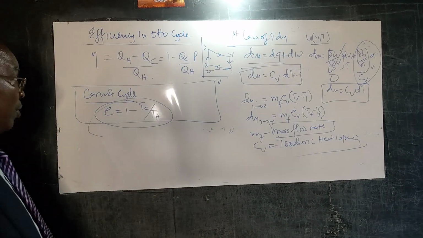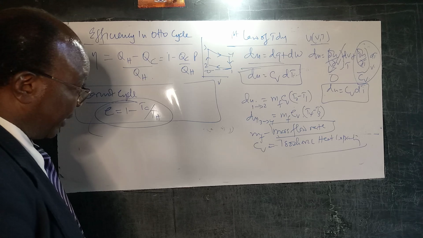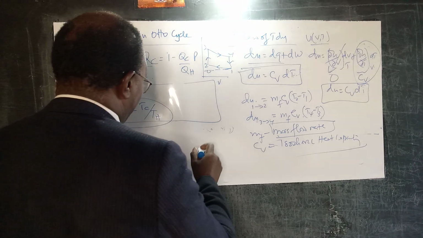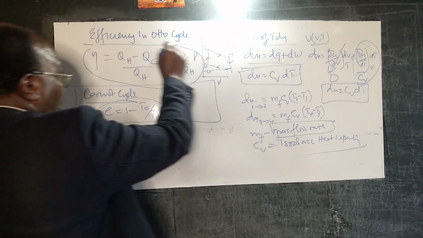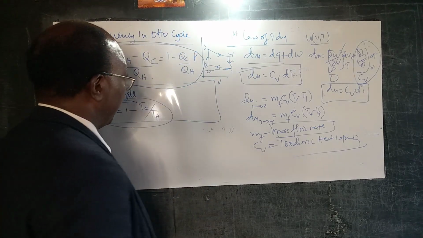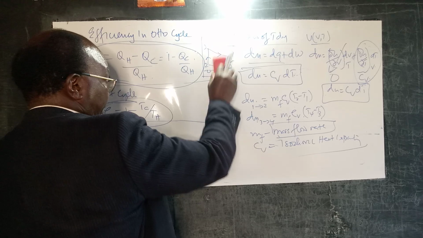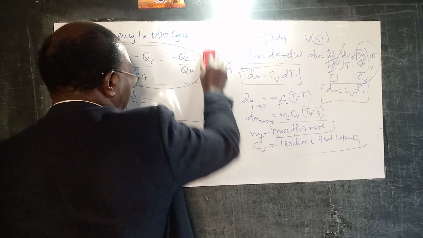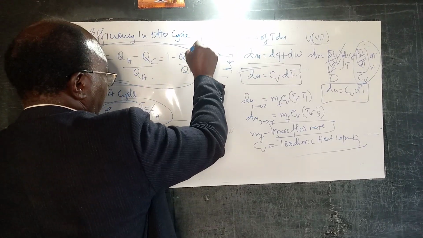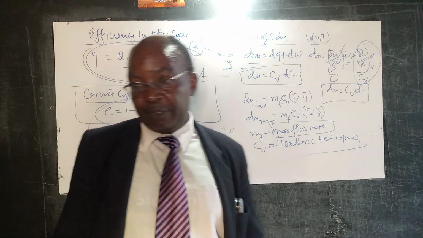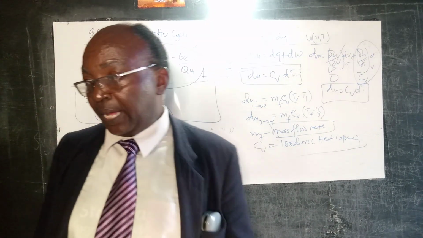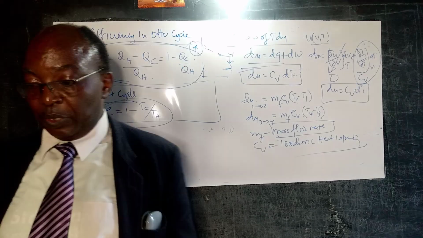So in general, we have seen how we can express these quantities, especially for the efficiency of the Otto cycle. You have seen what you have there. That's the key expression for efficiency in the Otto cycle. So I think we'll stop at that point. We'll continue next time.